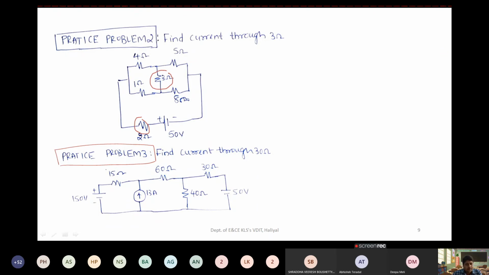Similarly, you can also find a similar problem with respect to the first one. See here what you have. Now we have a current source of 13 amperes. So while calculating the RTH, where this current source lies, you make it open. Only the voltage source has to be shorted. So with that approach, we have to solve.